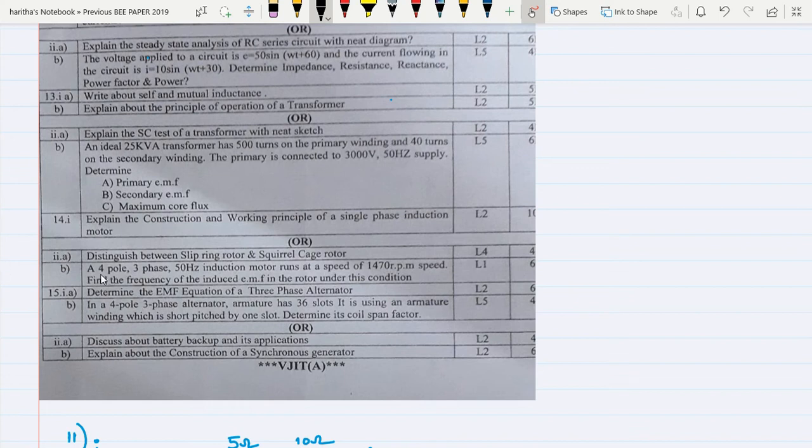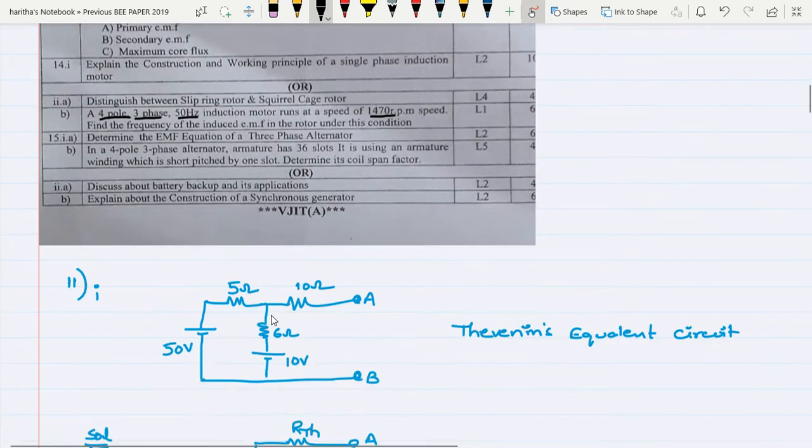The number of poles is given, that is 4 pole. Phase, it is 3 phase. Frequency is given as 50 Hz, and the motor runs at a speed of 1470 rpm. So the motor running speed is nothing but the rotor speed, Nr. So Nr is equal to 1470 rpm. So what you have to find? Find the frequency of the induced EMF in the rotor. So fr, you have to find out the frequency for the rotor induced EMF. So first write down the given data.